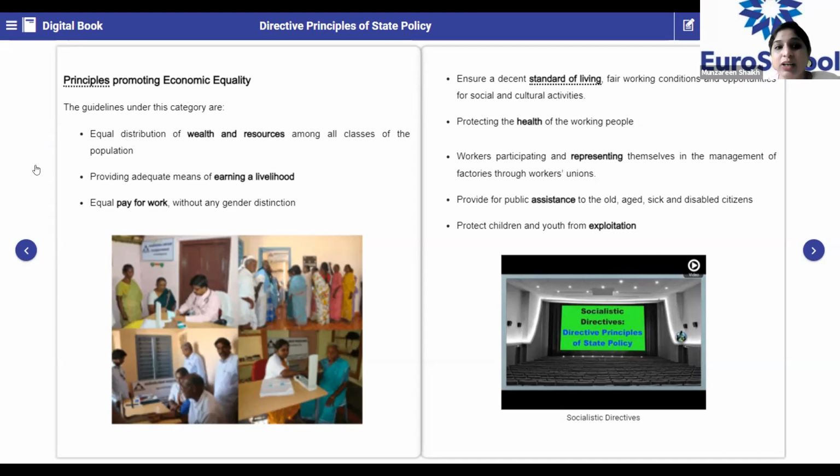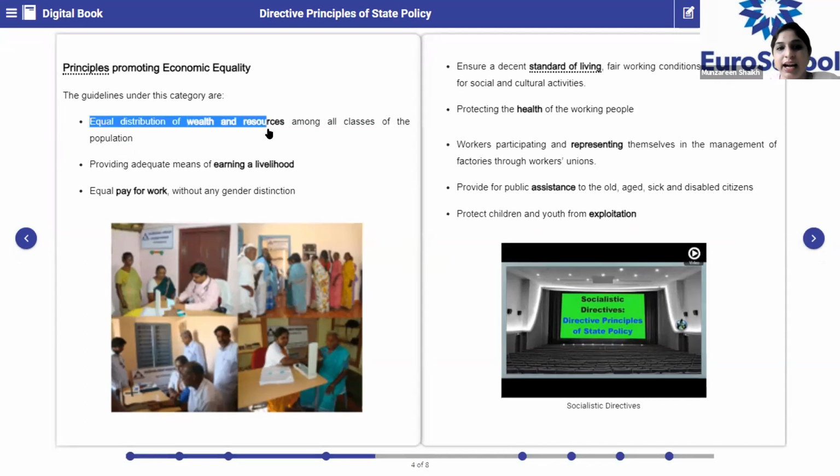So the guidelines over here, these are the principles. Please underline equal distribution of wealth among all classes, underline only till classes. That means whether it's high class, lower class, or middle class, there should be equal distribution of wealth. Next, providing adequate means of earning a livelihood. Okay, underline this. Adequate means of earning livelihood.